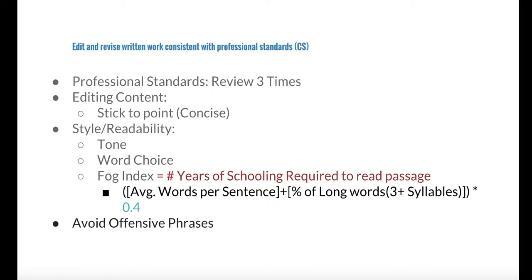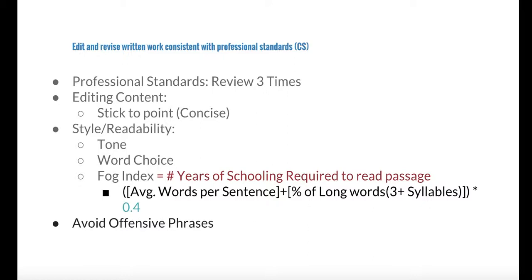Edit and revise written work consistent with professional standards. So a rule of thumb for most professional standards is to revise and review work at least 3 times before publishing or making a final copy of it. And when editing content, the most important thing to keep in mind and focus on is whether the information being written has stuck to the point and stayed concise. So this basically means that when editing, you should try to remove unnecessary clutter and make sure everything is really focused and relevant on whatever the main idea is.